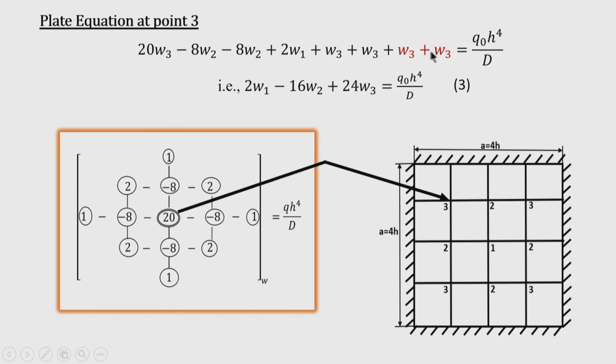So, W 3 are written in red color to show that these are the image points, and the corresponding imaginary point deflections are related to the image point deflection. Image points are node 3, and other values can be usually written: 20 W 3, minus 8 W 2, minus 8 W 2, plus 2 W 1, plus W 3, plus W 3, only these reflect the image point corresponding to the imaginary point in the vertical as well as horizontal direction. So, we get 3 equations and our unknowns are 3; because of symmetry we get this advantage.